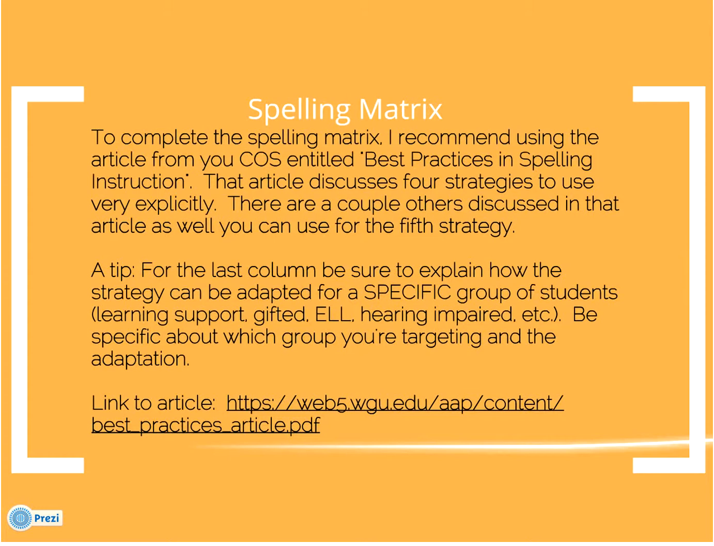A little tip about the matrix: in the last column, it asks you how you would adapt the strategy for a specific group of students. Please be specific as to the adaptation you would make for that targeted population. For example, you would say, if I have a hearing impaired child in my classroom, I would seat them closer to the teacher. Okay, that is a specific adaptation for a specific population of students.